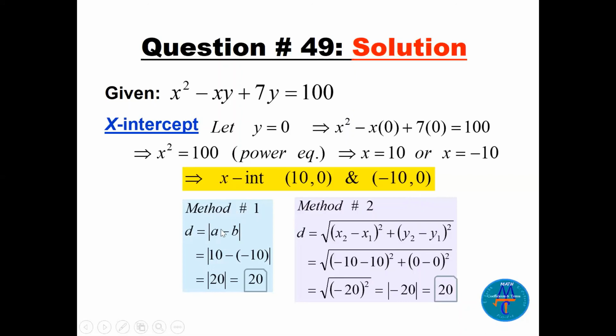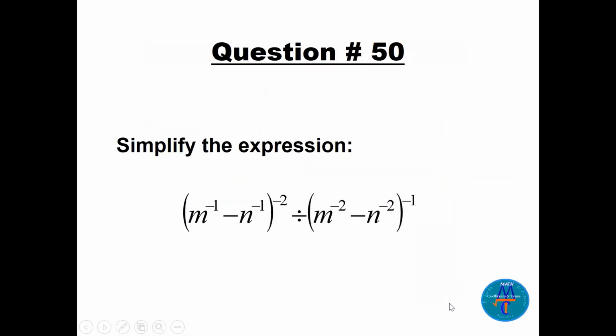This one, method number 1, is a special case, if these 2 points are on a horizontal line or a vertical line. So the distance is the absolute value of a minus b. So just take 10 minus minus 10, or you can take minus 10 minus another 10. So when you find the absolute value here, it will be the same number, 20. So the distance is 20. So easy.